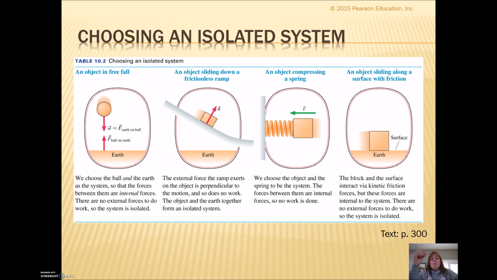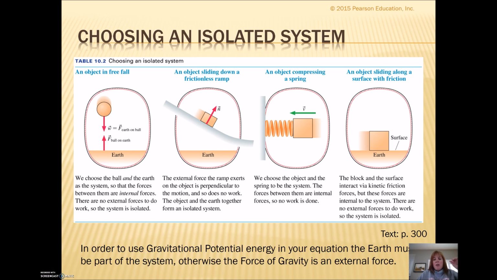But if we choose the ball and the Earth to be the system, now all the forces are internal to that system. So we're just transforming one type of energy to another. We're transforming an initial gravitational potential energy to a kinetic energy as the ball falls. Now, this is one thing that's really important. I want you to write it down. In order to use gravitational potential energy in your equation, the Earth must be part of your system. Because if it's not, that means that force of gravity, that weight vector, is an external force.